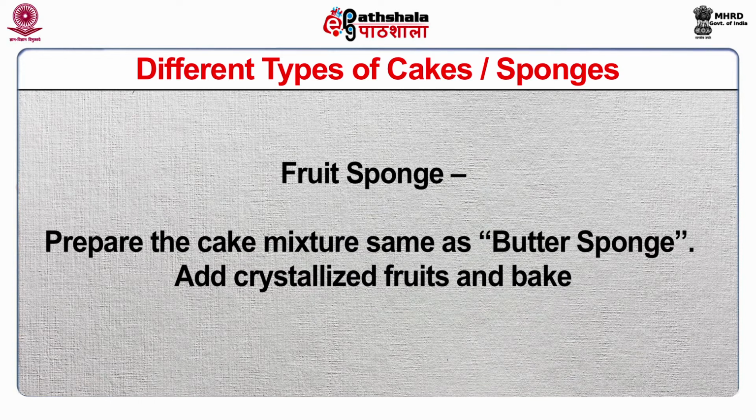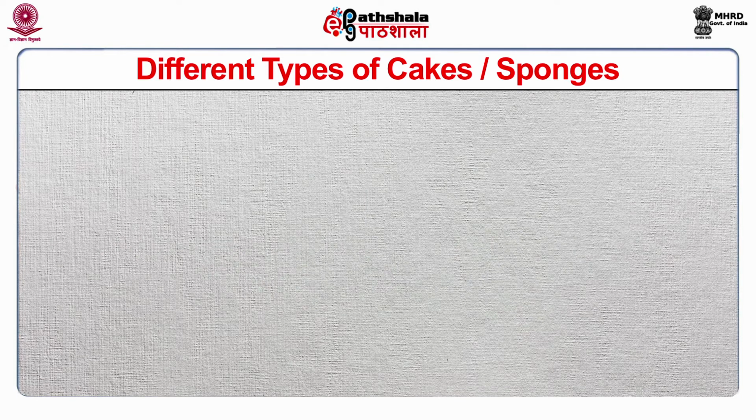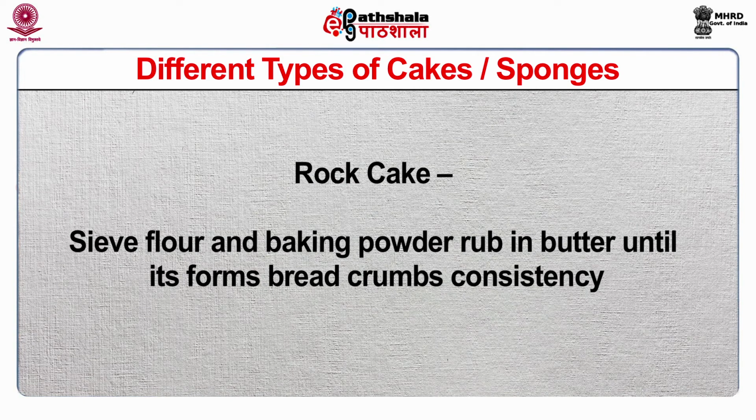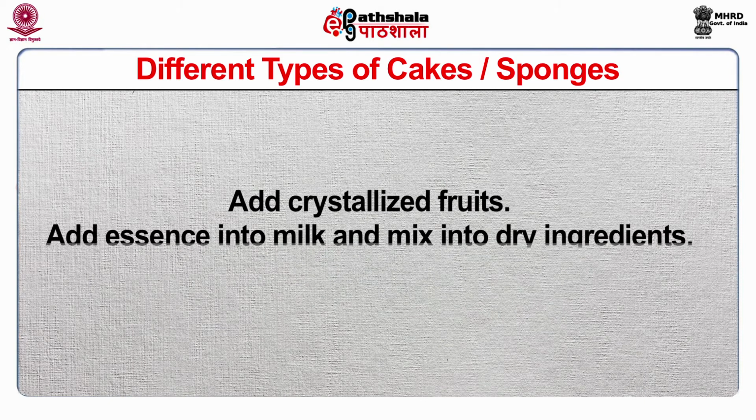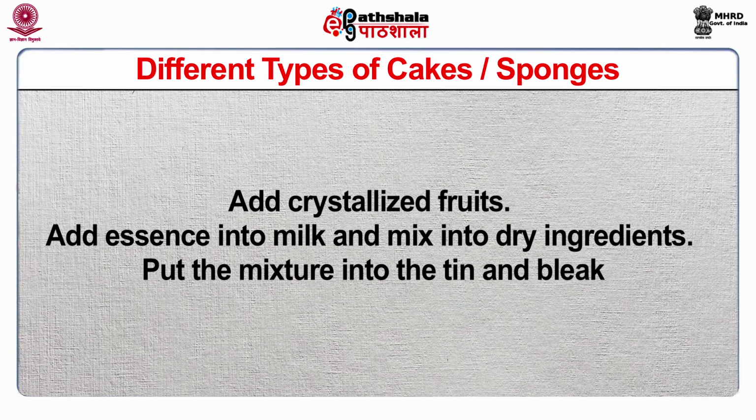Fruit sponge. Prepare the cake mixture same as butter sponge. Add crystallized fruits and bake. Rock cake. Sieve flour and baking powder. Rub in butter until it forms breadcrumb consistency. Add crystallized fruits. Add essence into milk and mix into dry ingredients. Put the mixture into the tin and bake.